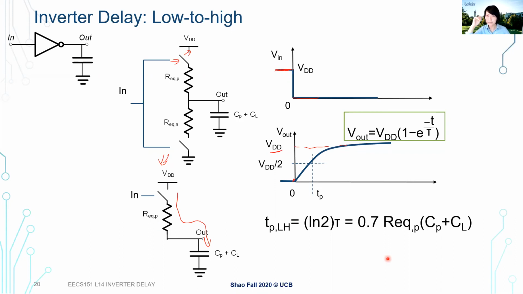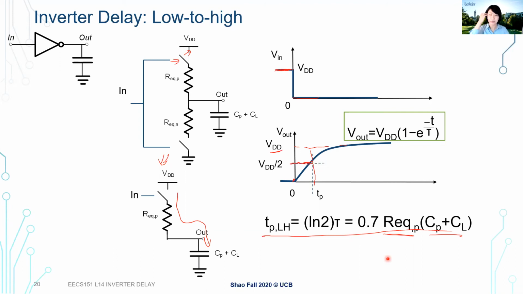So we talk about propagation delay having both low to high and high to low, right? Here the low to high part is with the PMOS. And the same, it's also an RC circuit. The time constant is only related to the resistance that exists in the circuit and also the capacitance that exists in the circuit, with 0.7 because we're looking at reaching half of the VDD.